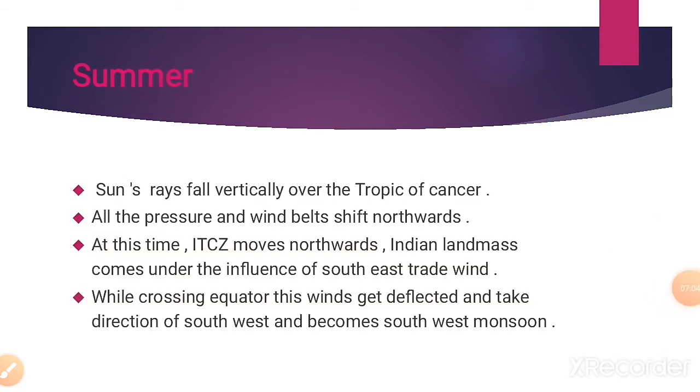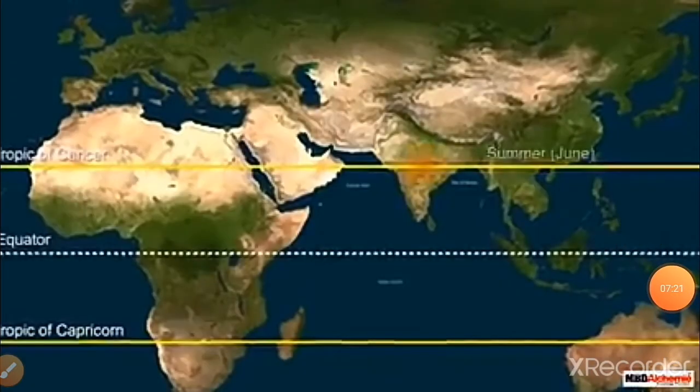In summer, sun rays fall vertically over the Tropic of Cancer. So all the pressure and wind belts shift northwards. At this time, the ITCZ moves northwards. So what is ITCZ? It is the Intertropical Convergence Zone.